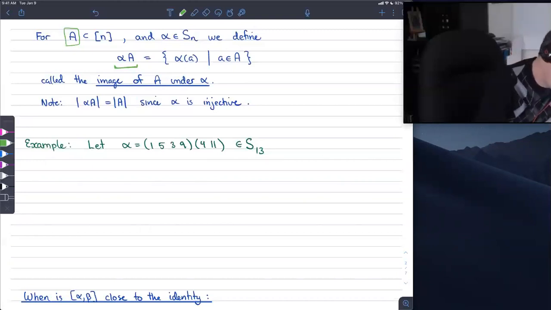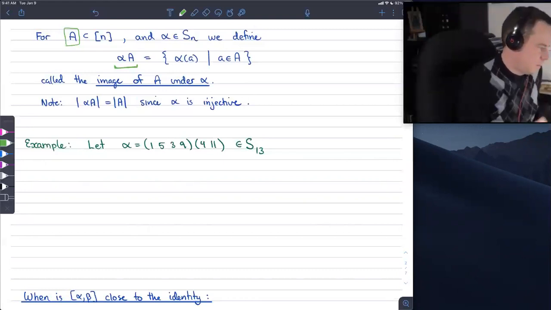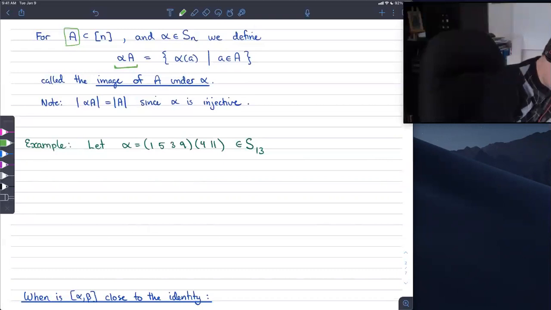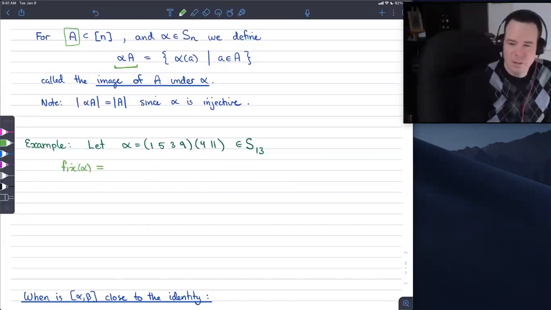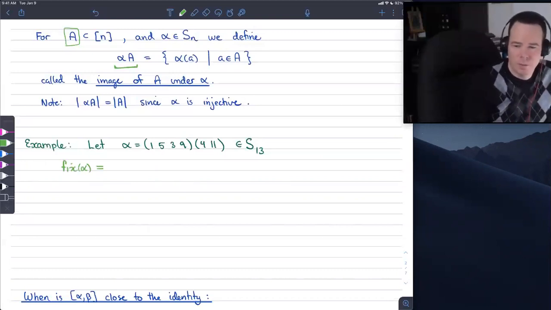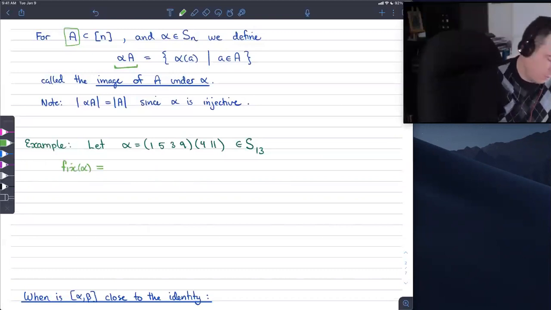Let's see how we can actually work with this in terms of an example. So let's first work with this permutation alpha. What's the fixed set of alpha? Those are just the numbers that alpha doesn't move around. So those are all the things that are left out of the cycle structure. Here we're in S13, so the numbers from 1 to 13, and I'm just going to list the ones that alpha doesn't move.